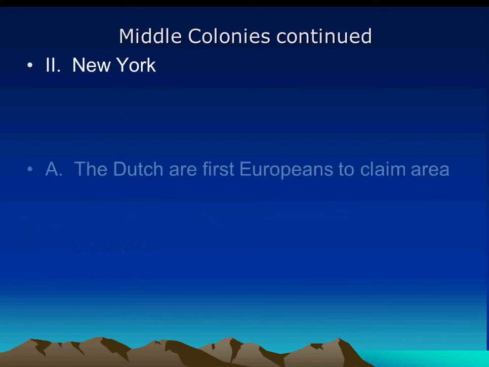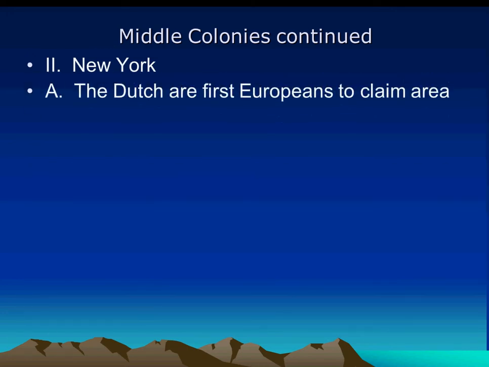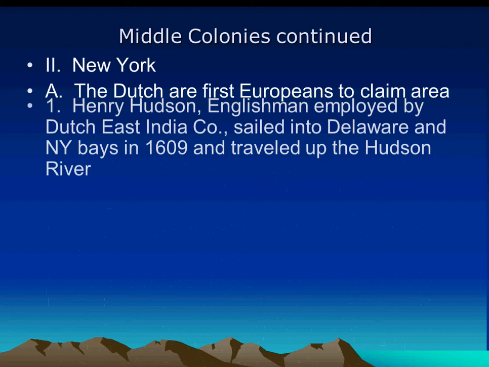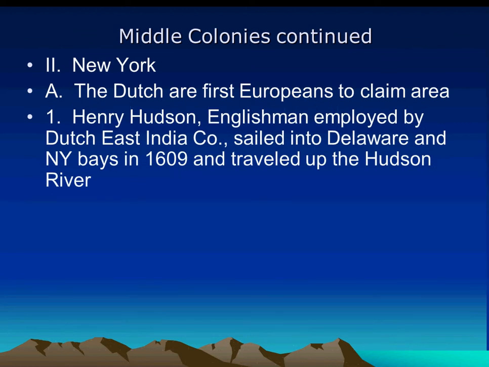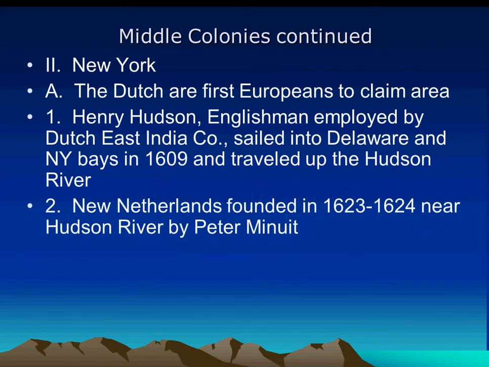In terms of New York, a little history: the Dutch are the first Europeans to claim this area. Henry Hudson is going to sail up the Hudson River and down into Delaware, and he will claim this area for the Dutch. This settlement in North America is going to be called New Netherlands, and it's going to be founded by Peter Minuit.